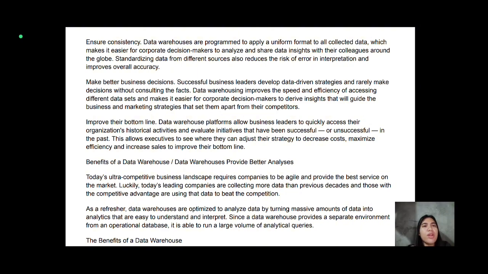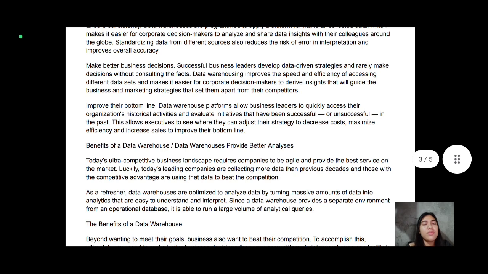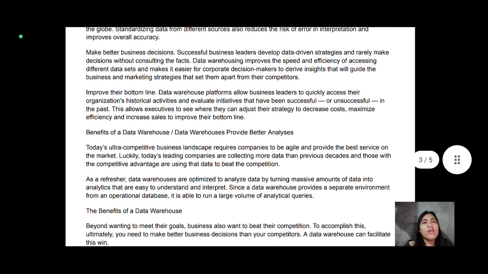Benefits of a data warehouse. Data warehouses provide better analysis. Today's ultra-competitive business landscape requires companies to be agile and provide the best service on the market. Luckily, today's leading companies are collecting more data than previous decades, and those with the competitive advantage are using that data to beat the competition.